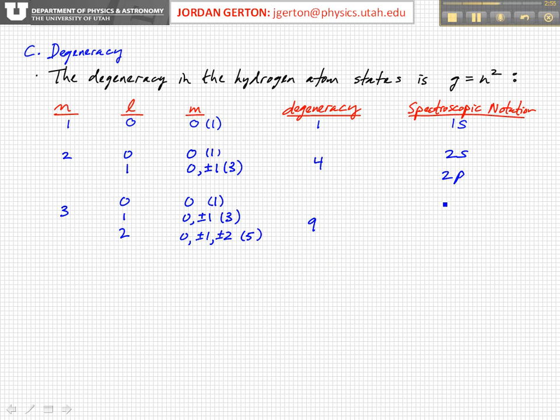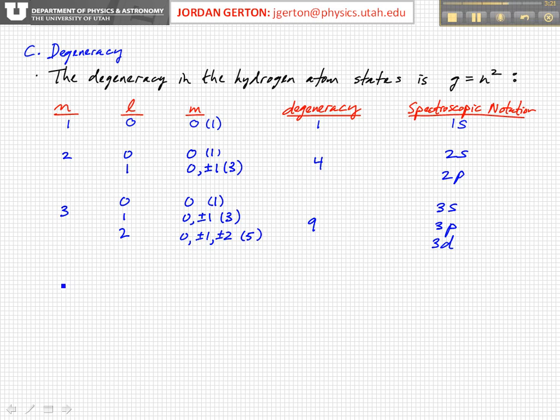The n equals 3, L equals 0 state would be a 3s orbital. The n equals 3, L equals 1 would be a 3p orbital. And the n equals 3, L equals 2 would be a 3d orbital.